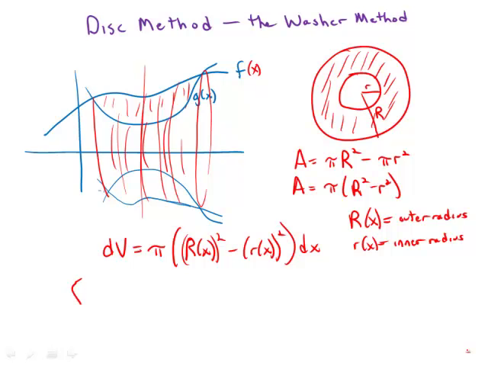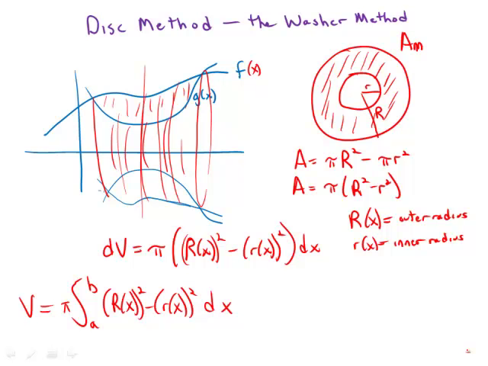Then, of course, what we do to find the volume is just integrate that: the integral from a to b of pi times the outer radius squared minus the inner radius squared, dx. And this is the washer method, sometimes also known as the annulus method. Annulus is just a mathematical term for a ring, for a washer. In the next video, I will show an example of using the washer method.